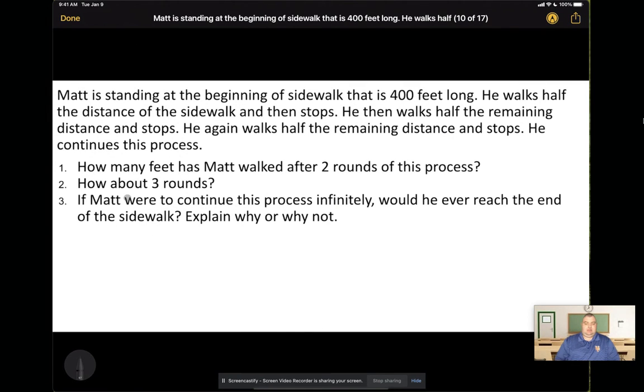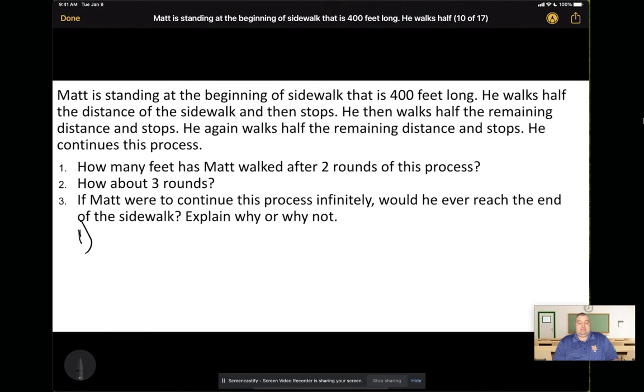Matt is standing at the beginning of a sidewalk that is 400 feet long. He walks half the distance of the sidewalk and then stops. He then walks half the remaining distance and stops. He again walks half the remaining distance and stops. He continues this process. Number 1, how many feet has Matt walked after 2 rounds of this process?